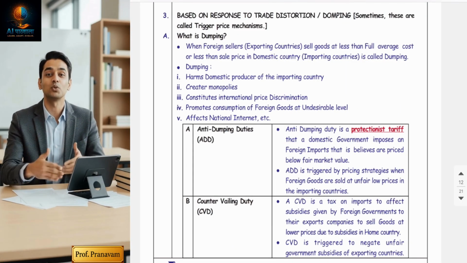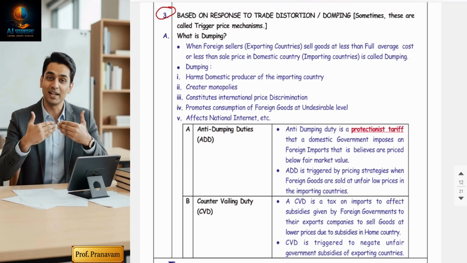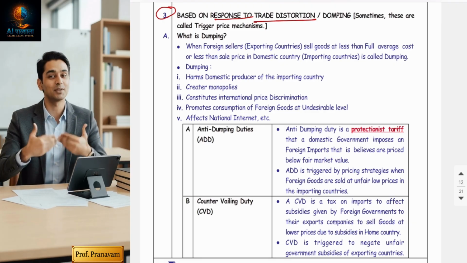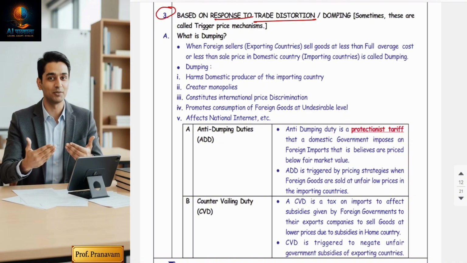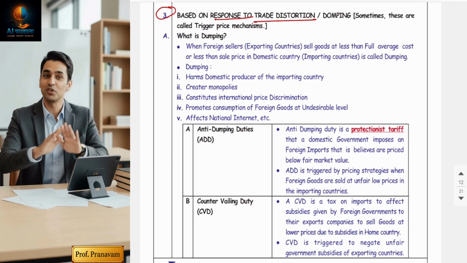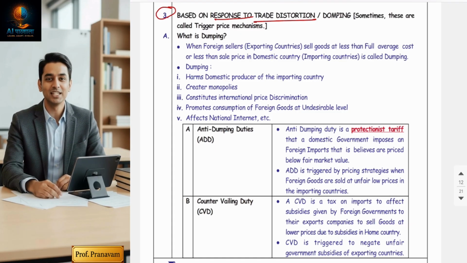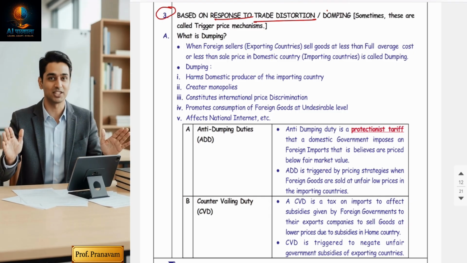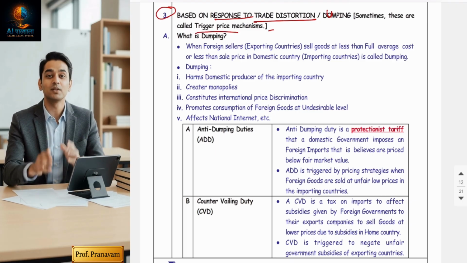Now, let's shift to the third type of tariff. The tariff is also based on response to trade distortion. Now we are going to learn the further tariffs which the government levies when they feel that foreign competitors want to distort the trade in the domestic country and they want to control the market of the country. That is called dumping. Sometimes these are also called trigger price mechanism.